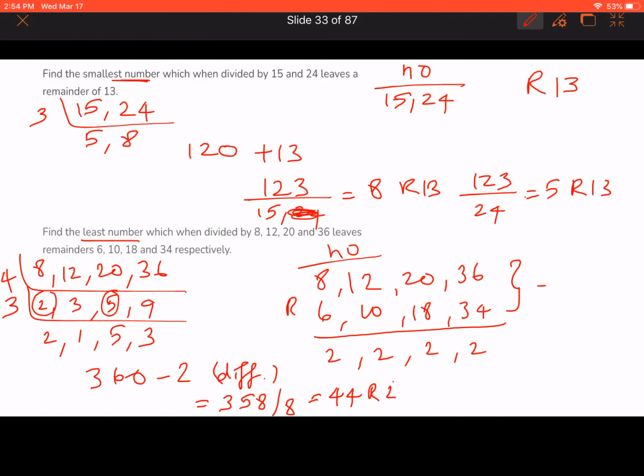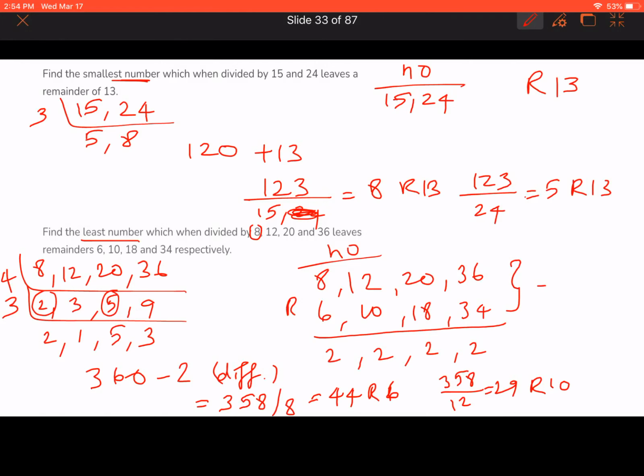Okay, sorry, remainder 6. If we divide this number 358 by, suppose, 12, then you'll be getting 29 times remainder 10, and so on. So it will correspond to the thing that is asked.